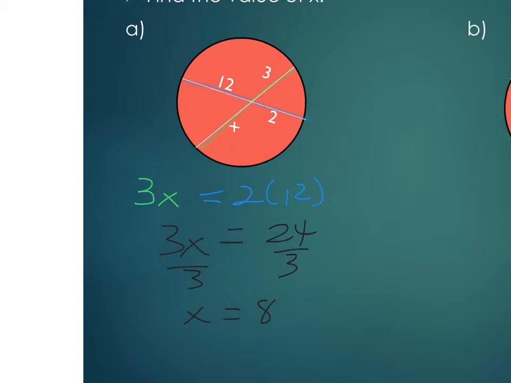So notice if I put x equals 8 here in my picture, 3 times 8 is 24, and 2 times 12 is 24. So their products are equal. Notice the measurement of this chord would be 14, and the measurement of this chord would be 11. So again, the chord lengths are not equal, but their products are. Everybody good on A? Let's look at B.